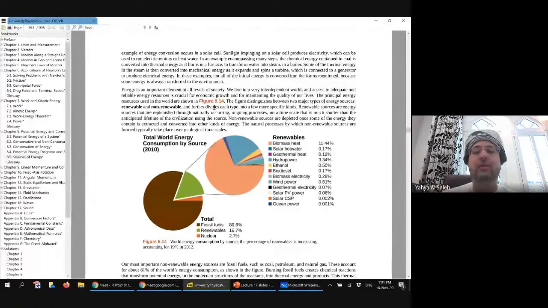We cannot renew them. Once you use them up, they all go into heat. If you burn petrol or gas, you get a lot of heat. But remember when we spoke about conservative and non-conservative forces? By definition, heat is not a conservative force. I cannot take this heat and make it back into oil. Once it's gone, it's gone.